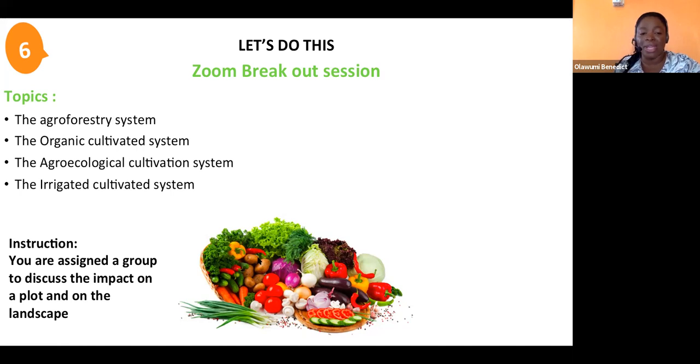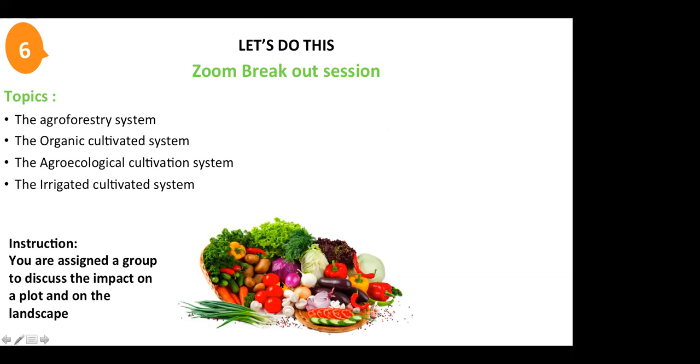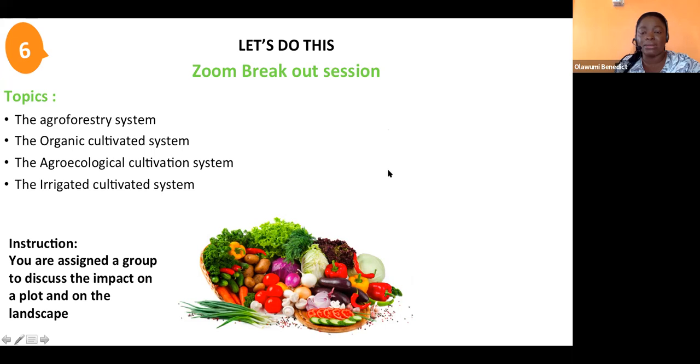I'm going to open the breakout session. What are the impacts of the topic you have been given on the plot level and on the landscape level, both the negative and the positive impact? So I am going to open the breakout room, and then you should please move to your breakout room. Thank you. This is going to last for 10 minutes. Sorry, it's going to last for 20 minutes.